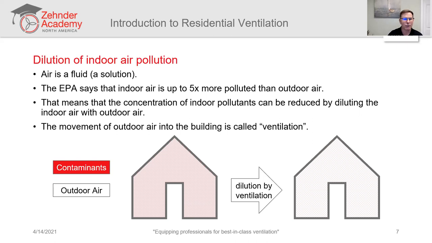But that air is a compound that's holding a bunch of contaminants in solution. If we have a lot of contaminants, if we have a high percentage solution in our house, then we can dilute that by adding more solvent. And in this case, the solvent is outdoor air. This works because, as we've probably all heard, the EPA says that indoor air can actually be up to 5 times more polluted than outdoor air.